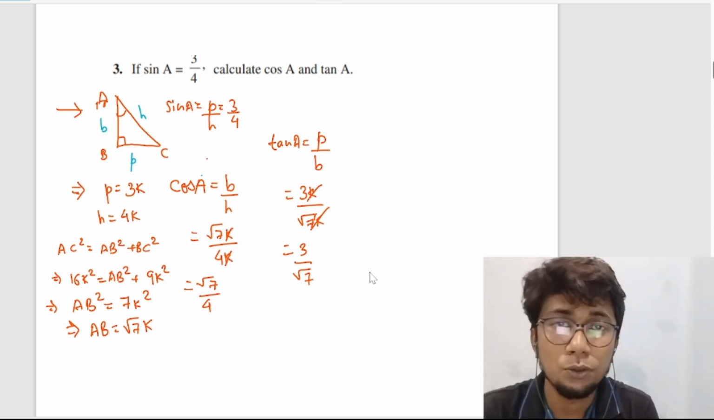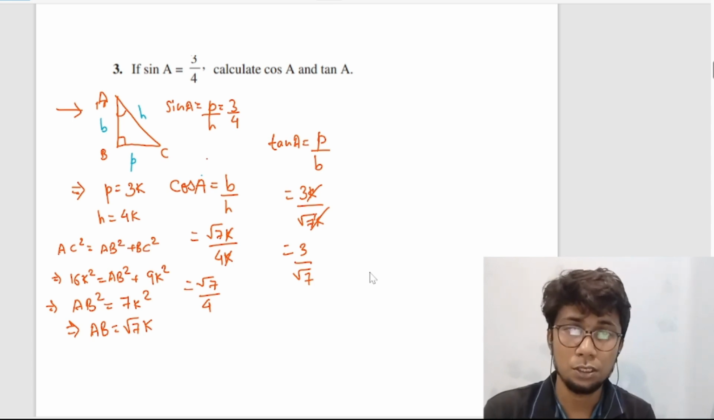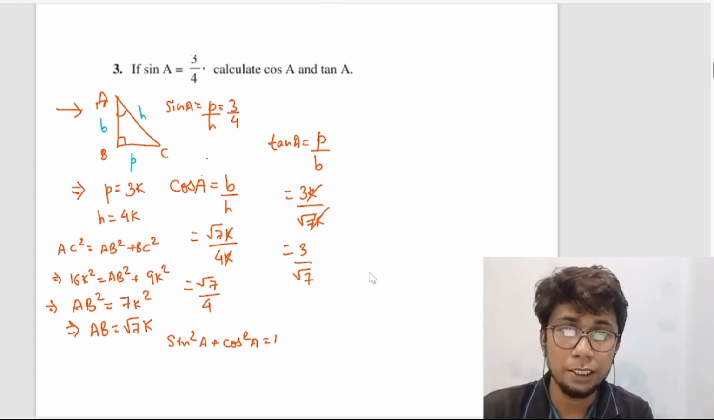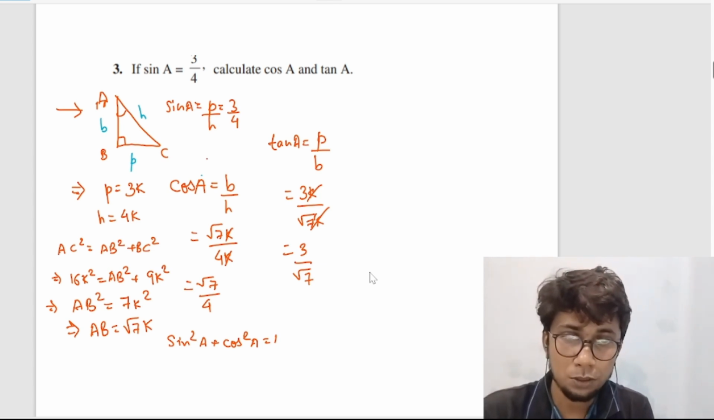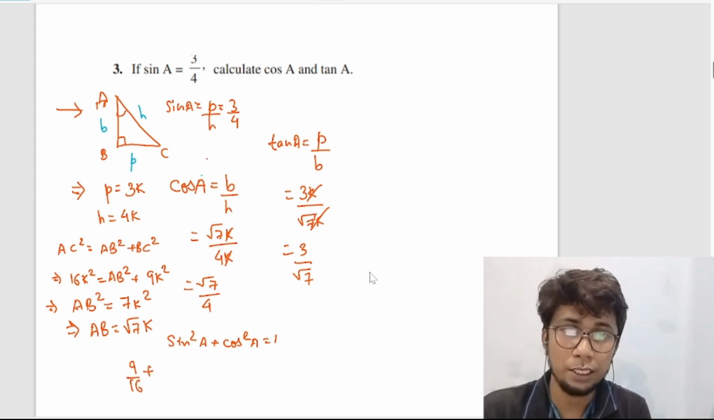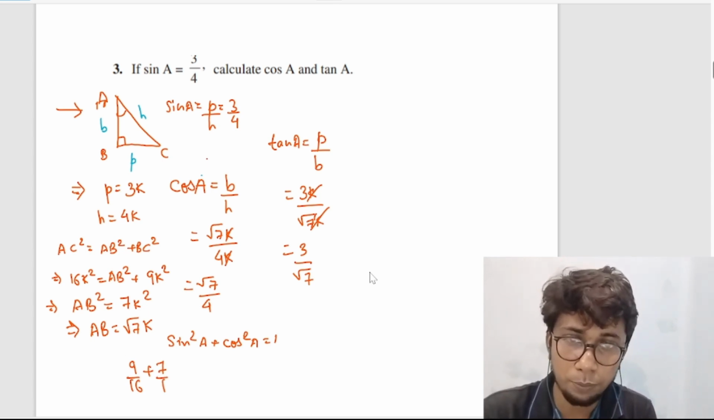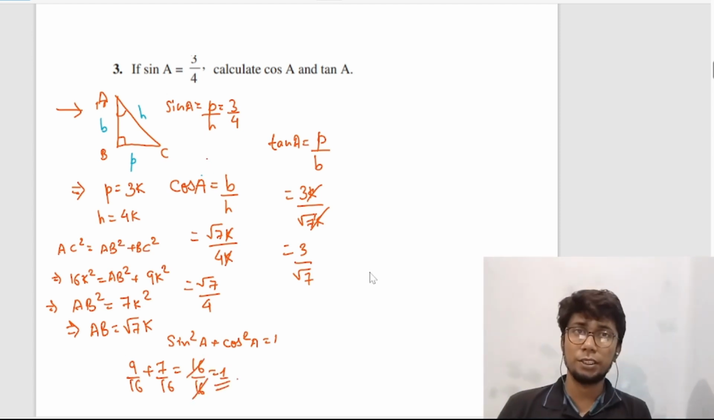Alright, you can also check the solution if it is correct or not. We know that sine square A plus cos square A is 1, right? What did we get? Sine A is 3 upon 4, that is given. So sine square A is 9 over 16. And what about cos square A that we calculated? It is root 7 upon 4. So its square will be 7 upon 16. This will give you 16 over 16, and that is nothing but 1. So the answer is correct. We just checked it out.